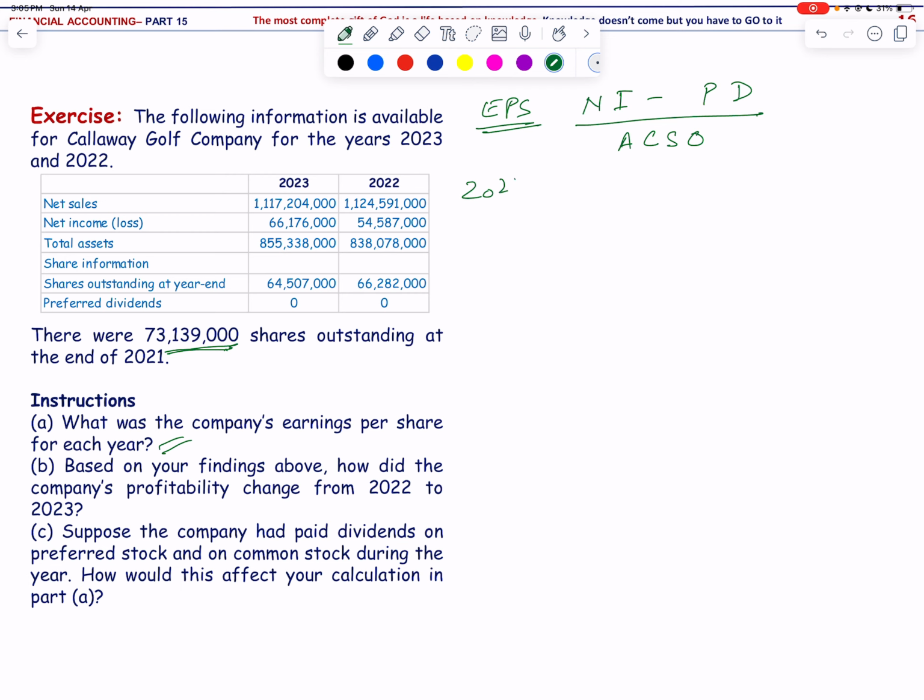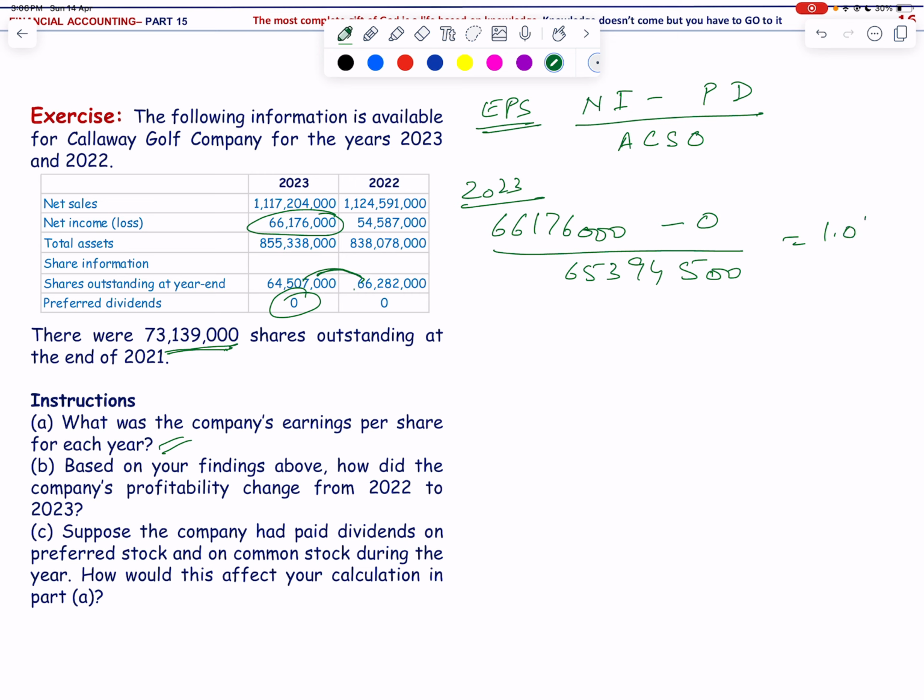So we start with 2023, and for 2023 the net income was 66,176. There is no preference dividend, that is 0, and the shares outstanding at the end of the year is 64. So it is at the end of the year and this is at the end of the year, so we will make an average of these two, and that will be equal to 65,394,500. So this will be equal to 1.012.